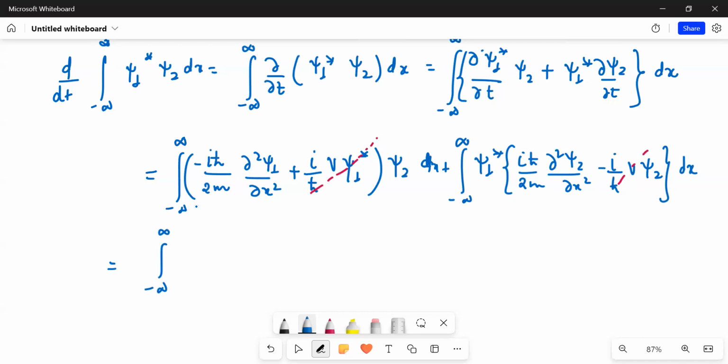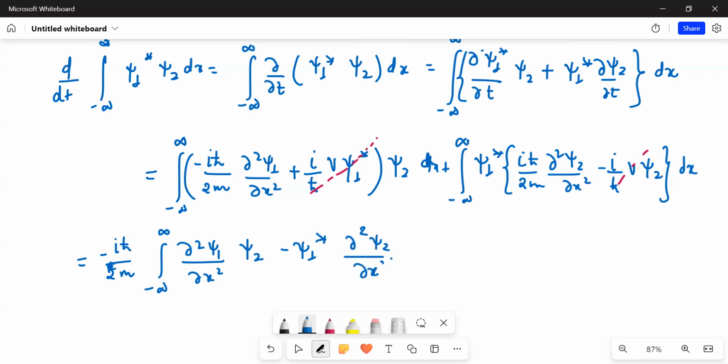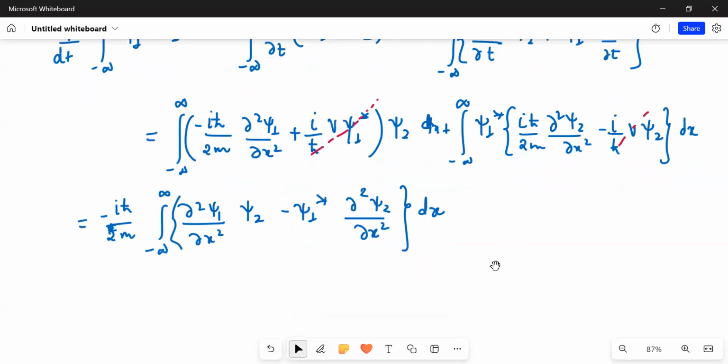So I'll take this also outside. So let's say I'm taking minus iota h cut upon twice m also outside. If I take this outside, what am I going to get? I'm going to get del square psi 1 upon del x square psi 2, minus of psi 1 star del square psi 2 upon del x square, all being integrated with respect to x.